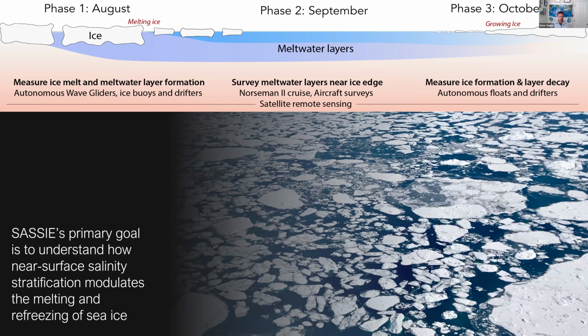So the SASSIE hypothesis and the main goal was around the idea that we wanted to understand how near surface salinity stratification modulates refreezing, with the hypothesis that regions where stratification is able to persist and fresh water is trapped at the surface by the strong halocline, we would expect those to refreeze a little bit earlier. So that's the general overview of the idea. We did this in 3 different missions.